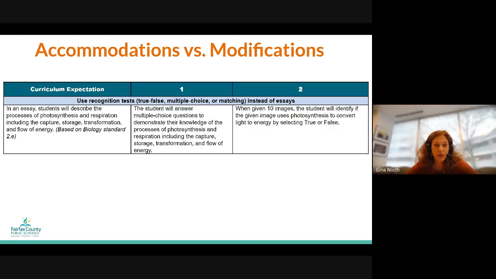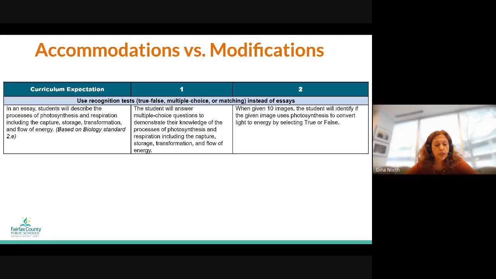In this example, the curriculum expectation is, in an essay, students will describe the processes of photosynthesis and respiration, including the capture, storage, transformation, and flow of energy. In column 1, we notice that the student will be answering multiple choice questions instead of writing an essay. But has the expectation changed?